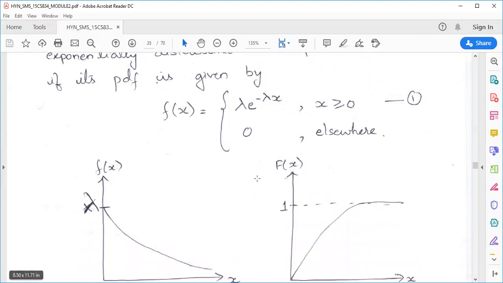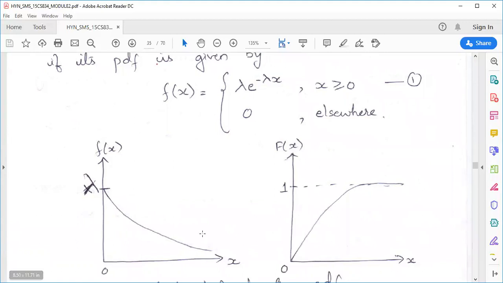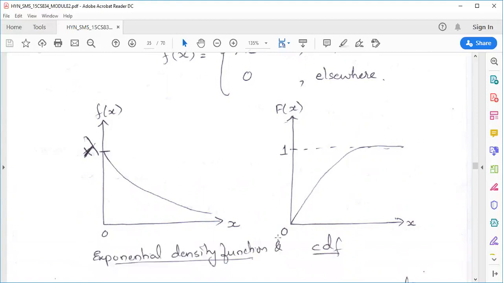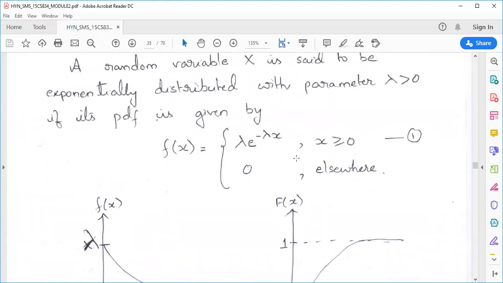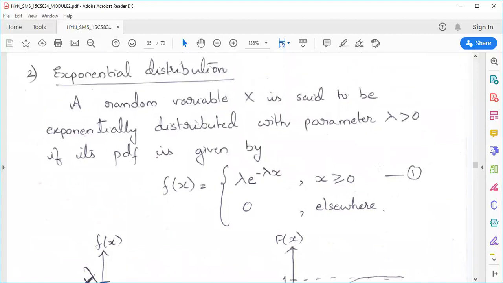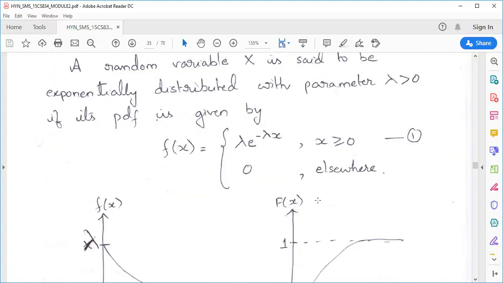So if I take exponential distribution, it can be either decreasing or increasing exponentially. So this is your exponential distribution graph, right. You have to remember the formula for exponential distribution as f of x is equal to lambda e power minus lambda x for x greater than or equal to 0.